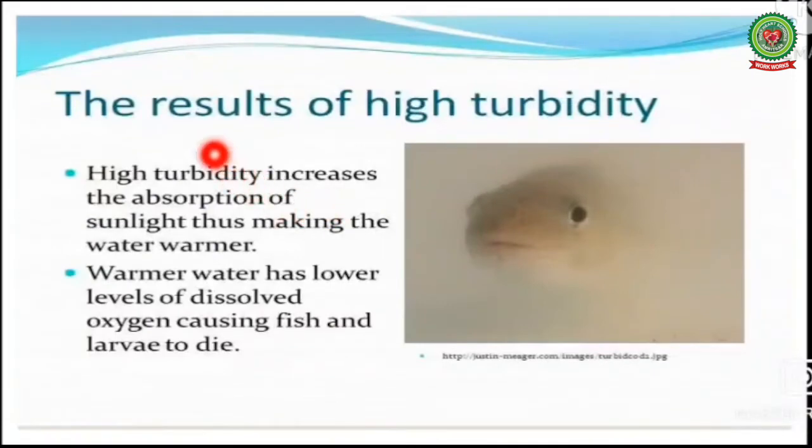Now a question arises, what are the results of high turbidity? Students, high turbidity increases the absorption of sunlight, thus making the water warmer. Warmer water has lower levels of dissolved oxygen, causing fish and larvae to die.